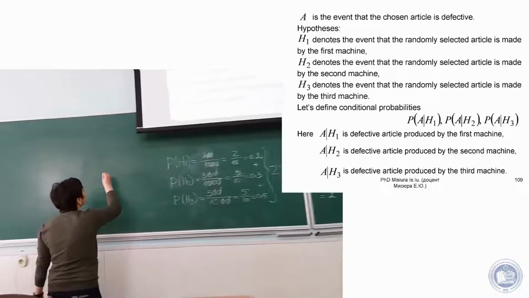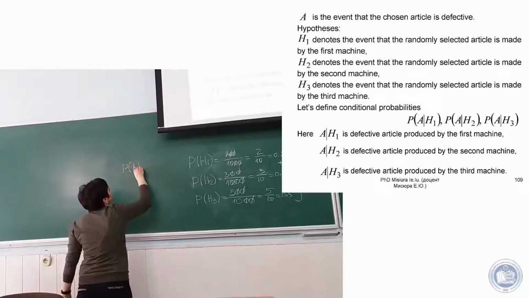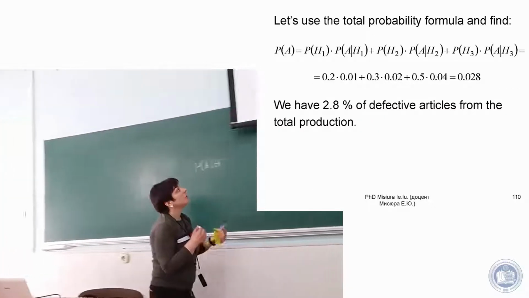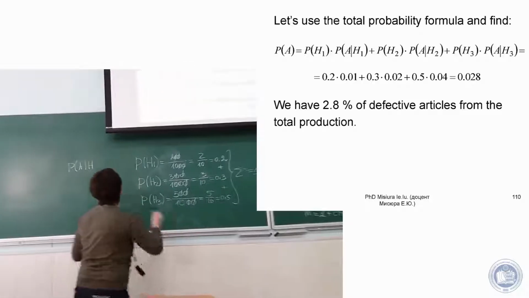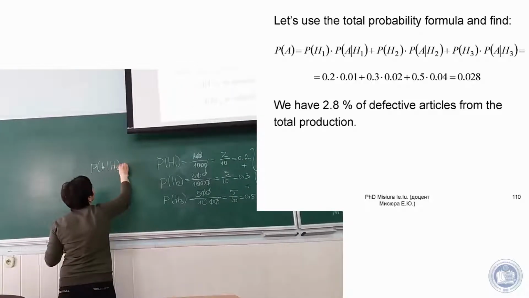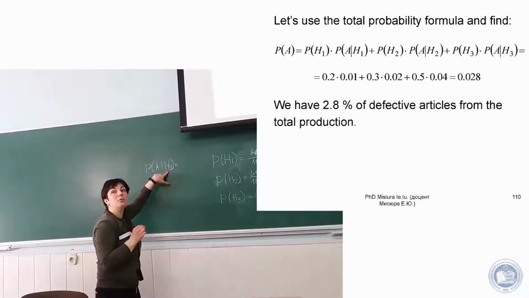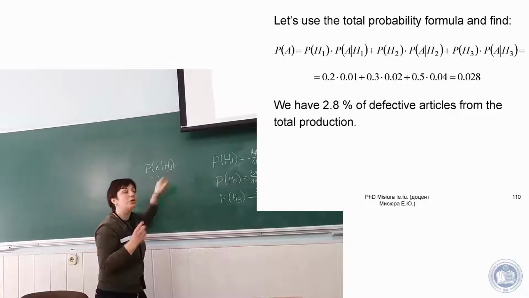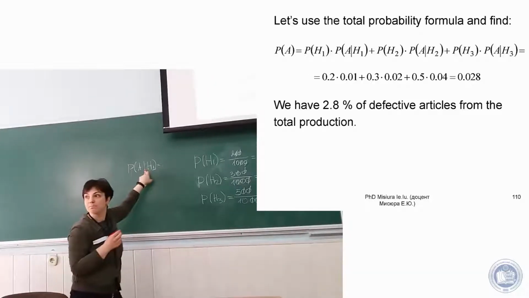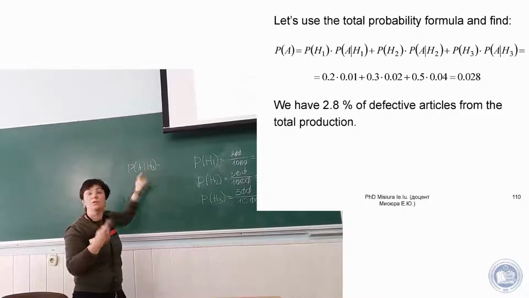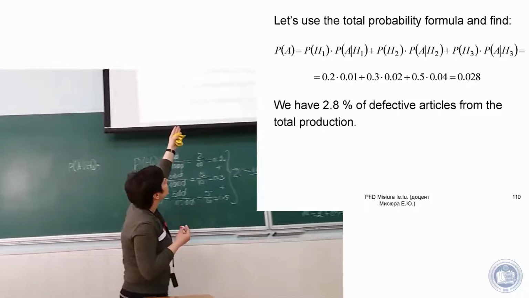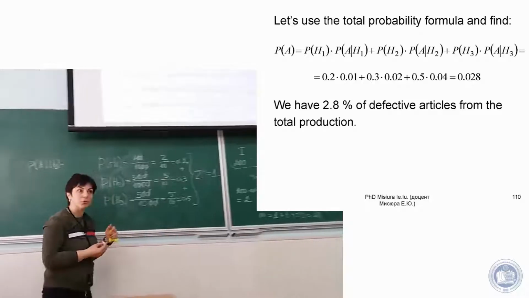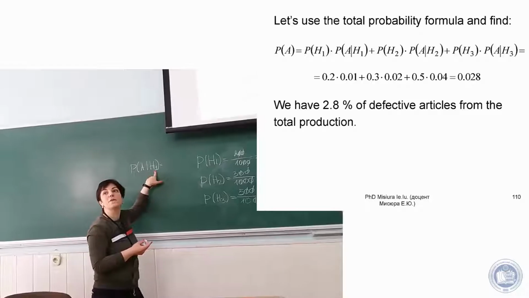How to find conditional probabilities? Okay, let's continue. Students, how to explain conditional probabilities? Let's start with first probability. What is H1? Is it first, second, or third machine? First. Okay. What is A? Defective article. You agree? Okay. How to explain? It means a defective article produced by the first machine. You agree? Defective article produced by the first machine.